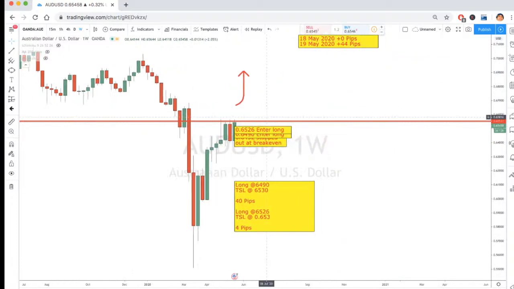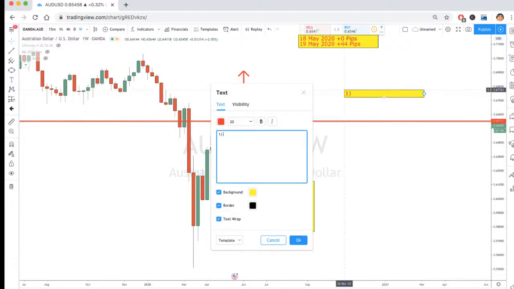Remember, if price breaks above, let me write it down. 1, price breaks above resistance, the red line. 2, break and close above resistance, red line becomes support. 3, look to enter long. Okay, this is scenario 1.